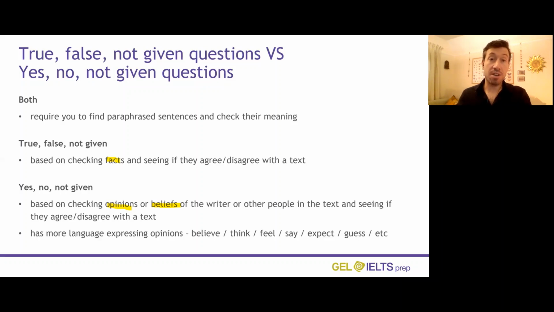Now, in the yes, no, not given, the sentences that you have to check have more language expressing opinion. So verbs like believe, think, feel, say, expect, guess, these kinds of verbs. Whereas in true, false, and not given, it will just be stating a fact, like this is this or there are this. So things that are just either true or false. So that's kind of the main difference. Also, the IELTS reading where you usually get yes, no, not given questions is usually reading 3, because that's often written from someone's perspective or from someone's point of view.